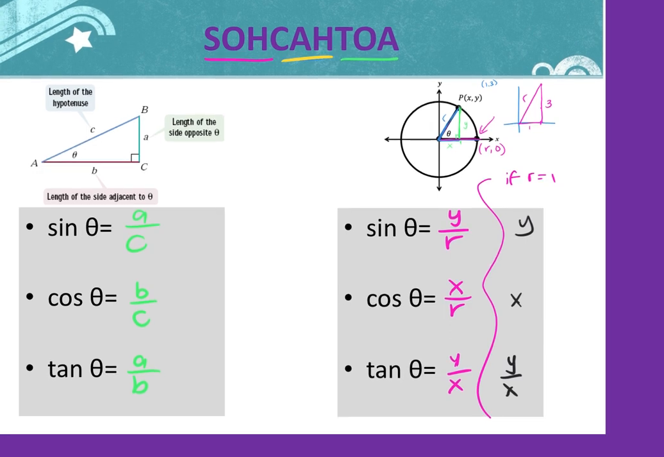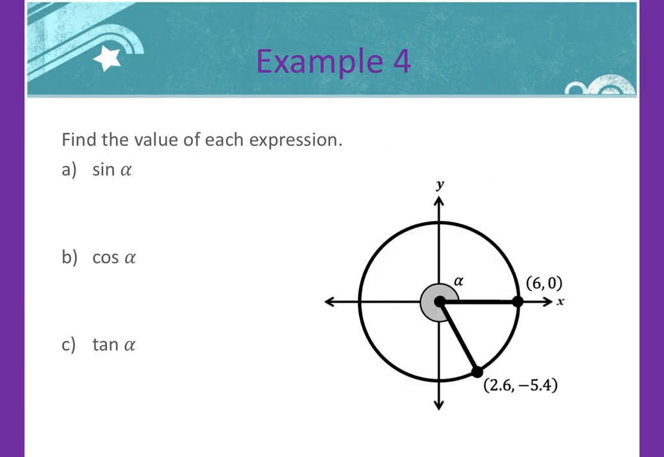So when we get to unit circle, if your brain starts to go to unit circle, your radius is 1. So we only use y, x, and then y over x. But these questions today are not all based on something with a radius of 1. They look like this. It says find the value of each expression. That little symbol is just alpha. It's just another name for an angle, okay?